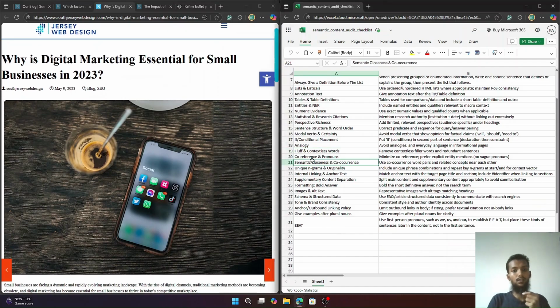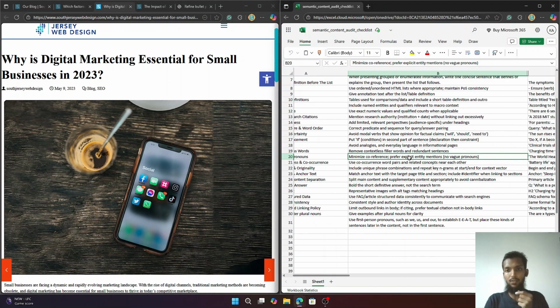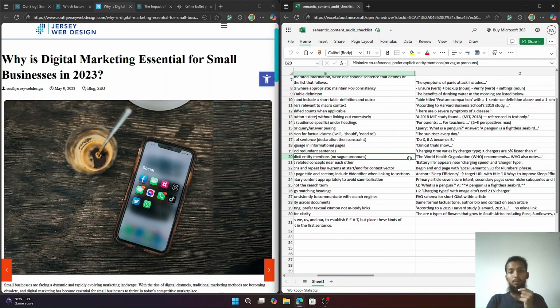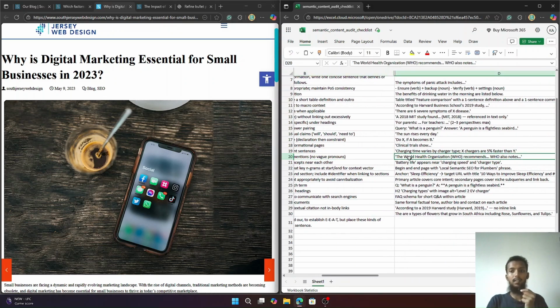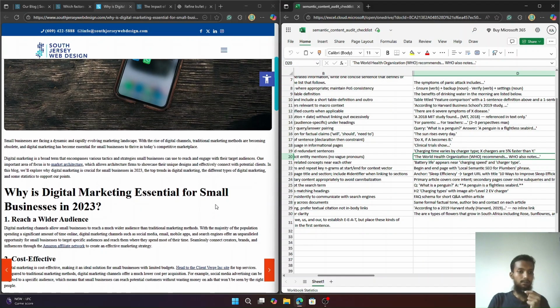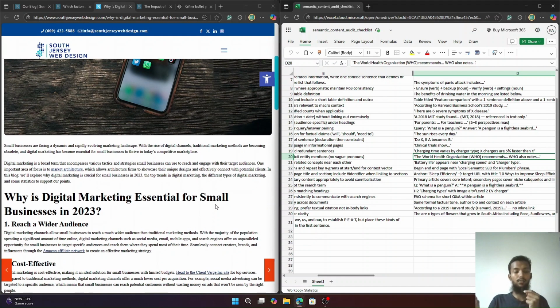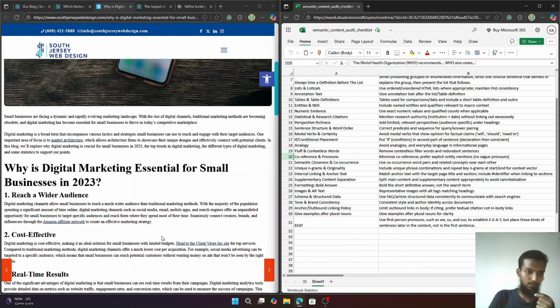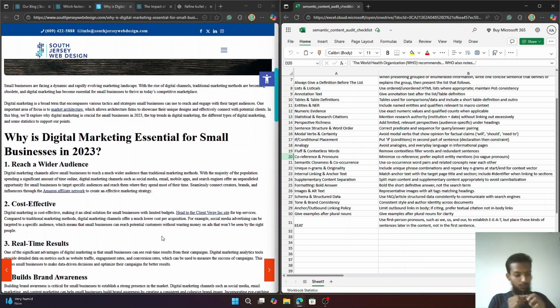And then the next one is co-reference and pronouns. Minimize co-reference, prefer explicit entity mentions, like the World Health Organization. Instead of writing they did that and this, use WHO or the World Health Organization, because the fewer pronouns you use, the more nouns you use, the more entities you use, and the more entities, the better it is for Google to understand. So I am not sure if they did that or not.